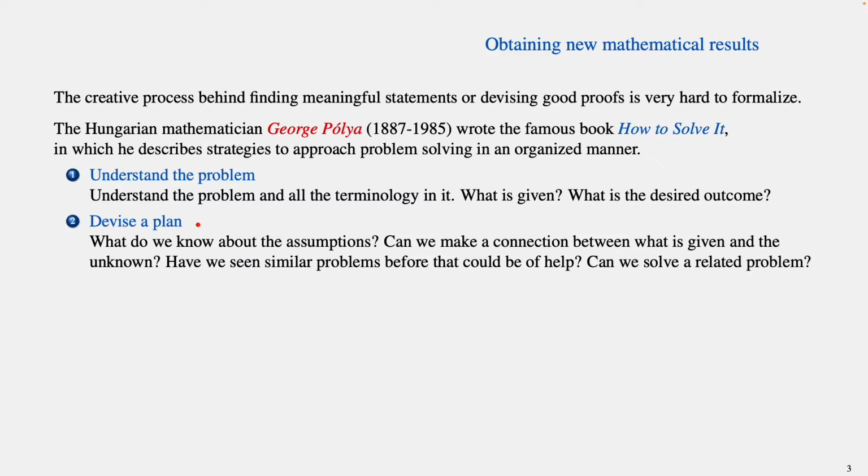The second step, once we fully understand what the task is, is to make a plan. First, what do the assumptions provide us with? Do we recognize any important properties of the stuff we have to work with? Can we find a connection to the desired result? Also, do either assumptions or the goal remind us of similar problems whose solutions could be helpful for our case? Could we solve the problem if we simplify it? Once we have a solution for an easier problem, we might be able to extend it to our original problem.